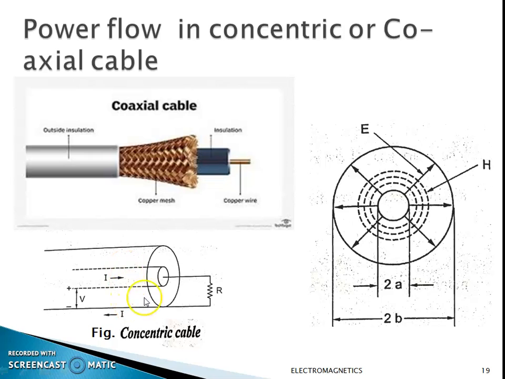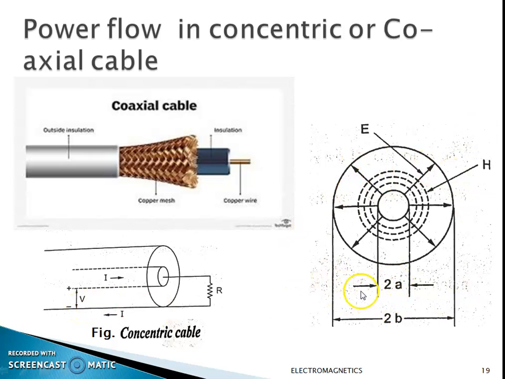So consider this figure. Here this is the inner conductor and this one is the outer conductor. The current is given to the inner conductor and it flows in this direction, through this resistor, and its return path is through the outer conductor. The potential difference between the inner conductor and outer conductor is taken as V.